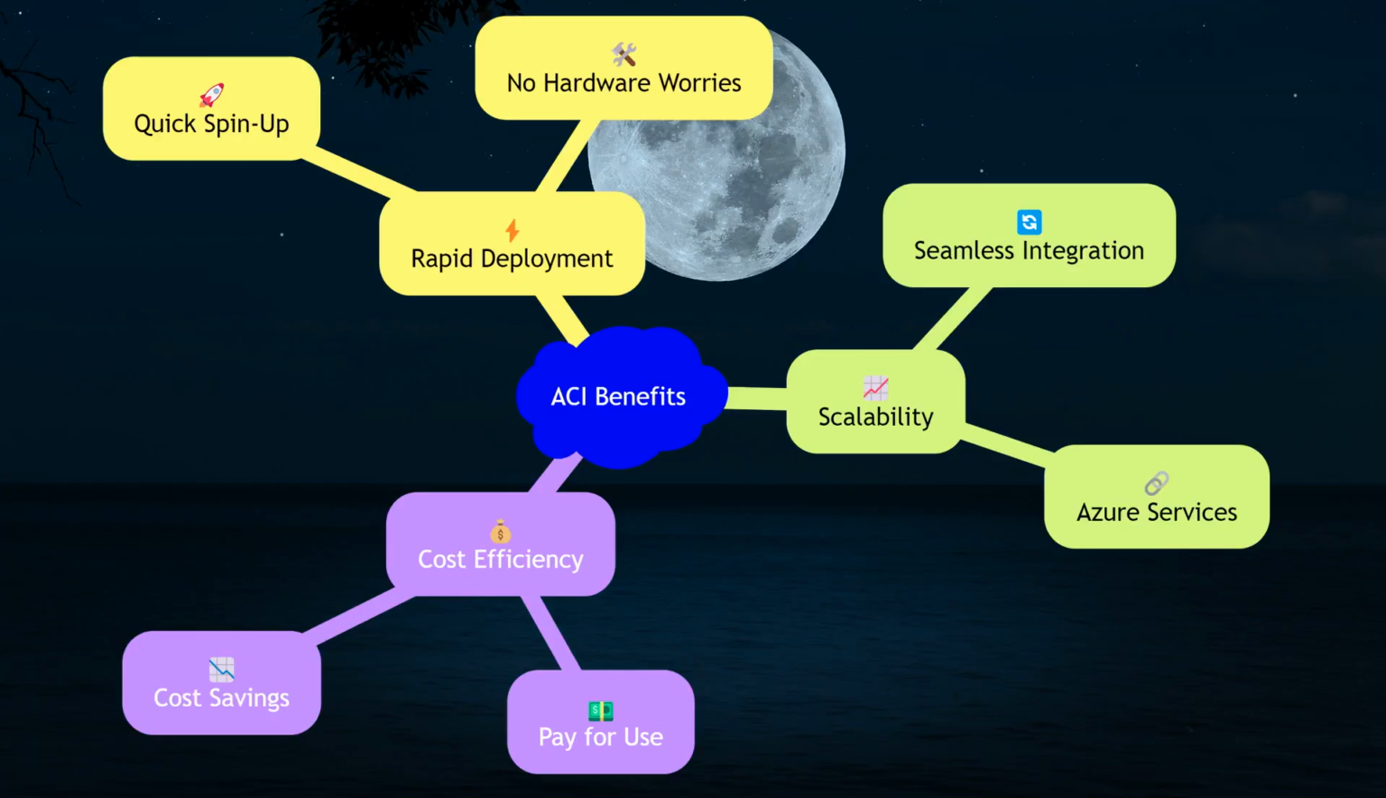ACI offers several benefits, including rapid deployment, scalability, and cost efficiency. You can quickly spin up containers without worrying about the underlying hardware. ACI also integrates seamlessly with other Azure services, making it easier to build comprehensive cloud solutions. Additionally, you only pay for the resources you use, which can result in significant cost savings.